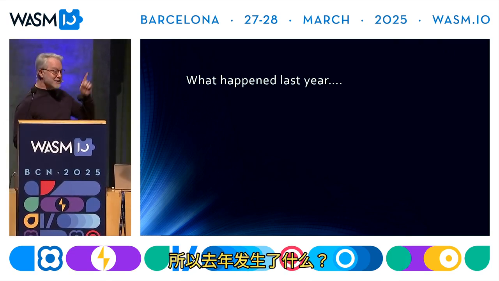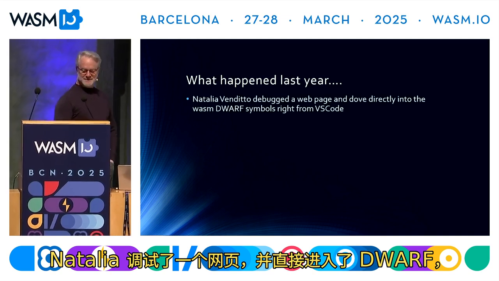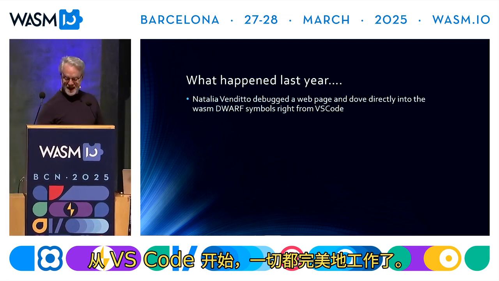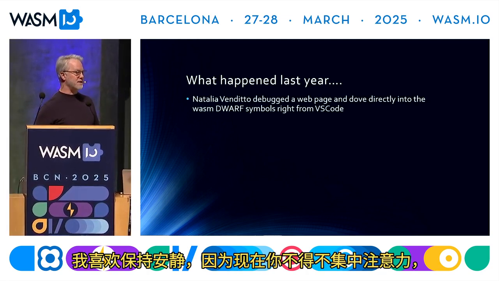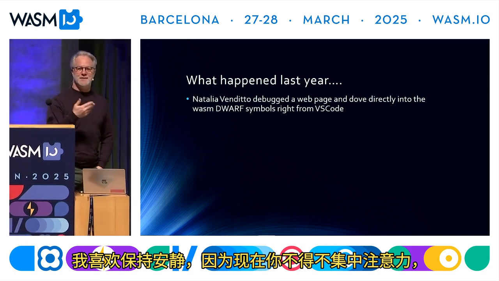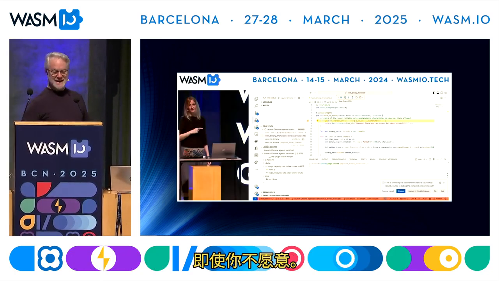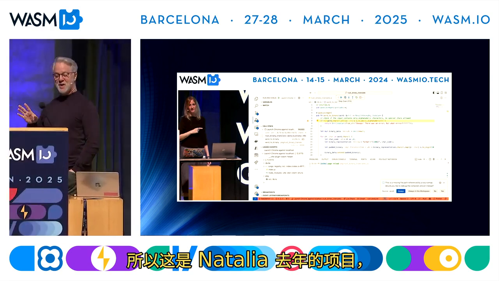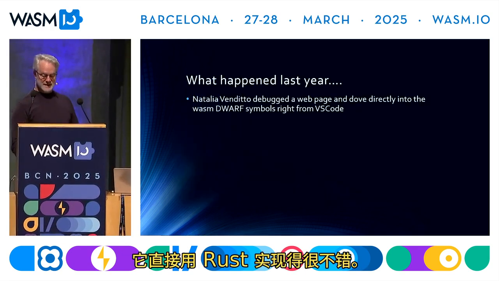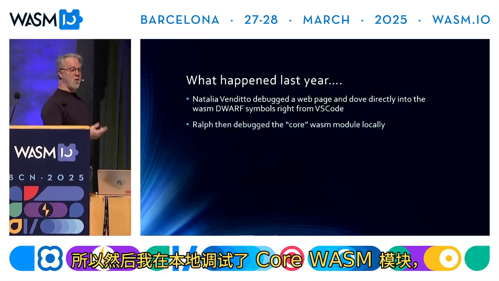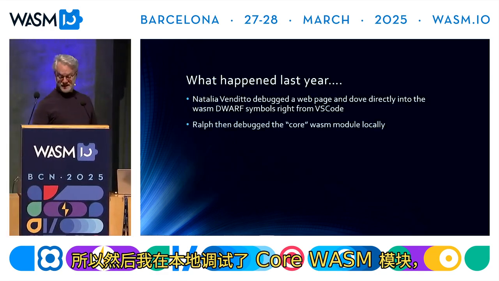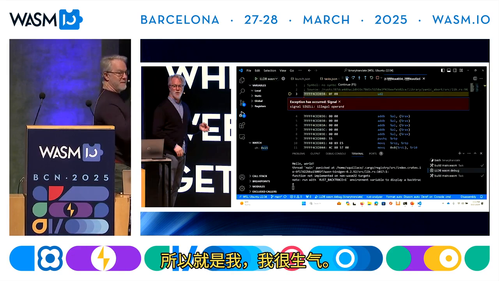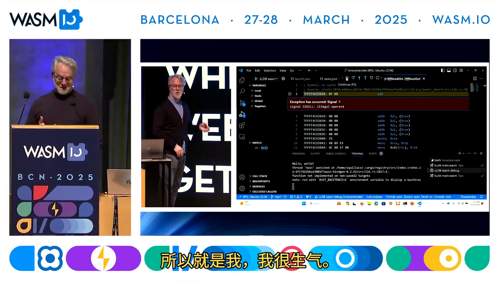So, what happened last year? Natalia debugged a web page and dove directly into the DWARF, right from VS Code, and everything worked perfectly. So this is Natalia last year, and it worked fine, straight into the Rust. Then I debugged the core Wasm module locally, the same one, and it blew up in my face. So that's me, and I'm upset.